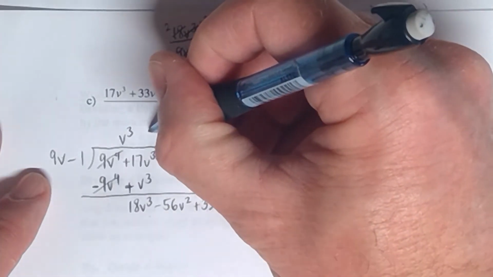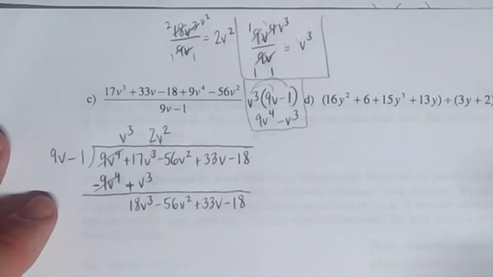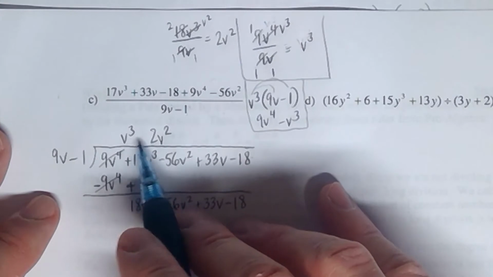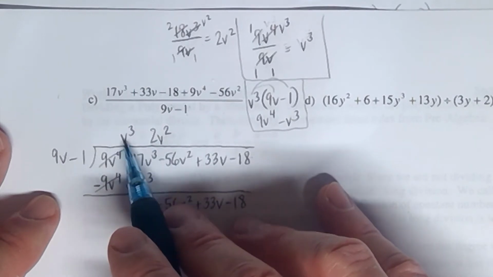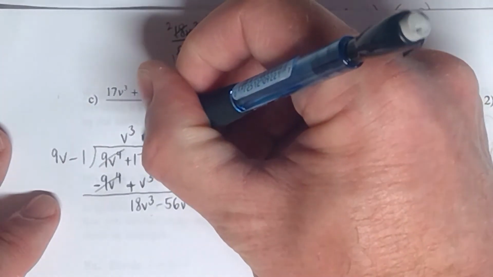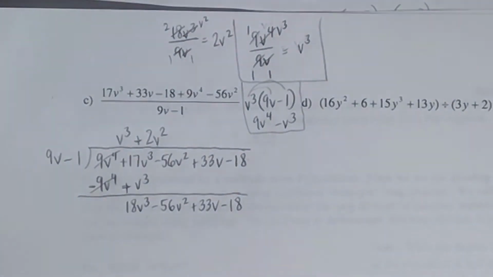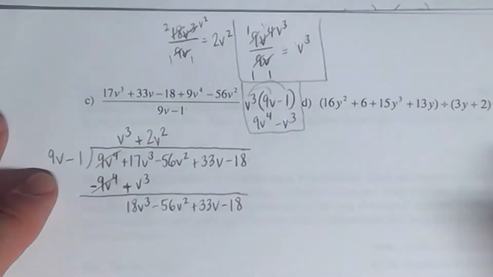Just like I always do when I divide, I take the answer and put it on the top here. But here's the thing. If it's not the first term that you put on the top, you got to put a plus or minus in front of it. You got to either add it or subtract it to what's already there, depending on that sign. Since it's positive, I'm going to add it. If it had been negative, I would say minus. But you got to put that there. You can't just put the 2v squared.